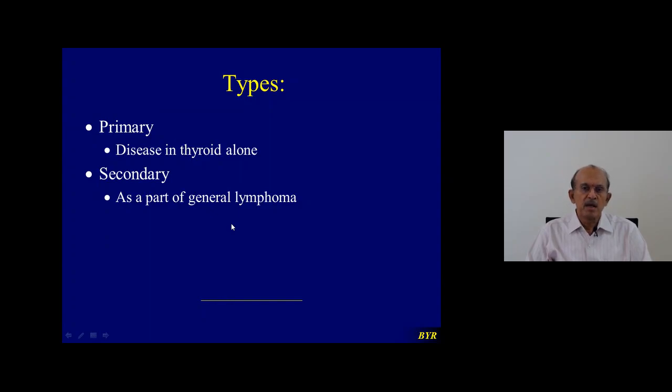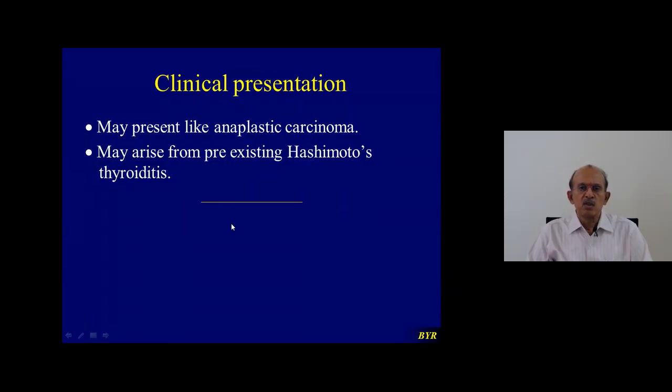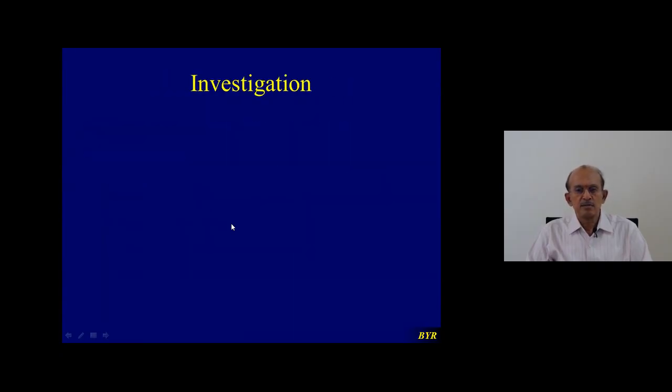If the patient is having autoimmune thyroiditis, there will be lymphoid aggregations. From these lymphoid aggregations, the lymphoma can arise. It may present like anaplastic carcinoma with rapid spread and rapid dissemination. It may arise from pre-existing Hashimoto's thyroiditis. Hashimoto's thyroiditis is the autoimmune thyroiditis. Investigation is FNAC.